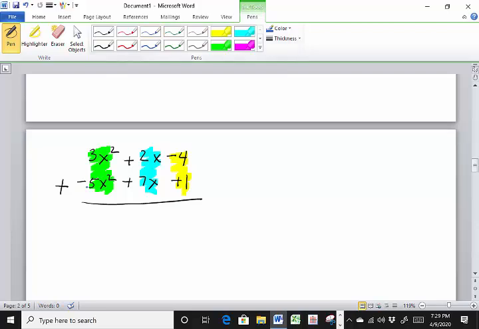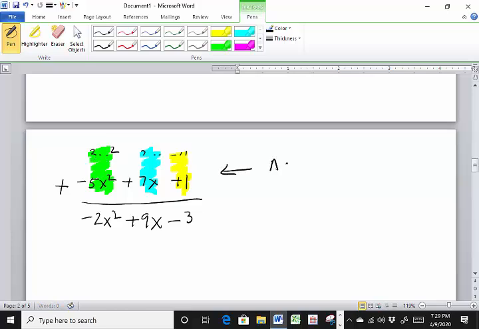So 3x squared added to minus 5x squared, that's going to be a negative 2x squared. Then we add 2x plus 7x, that's 9x. And then negative 4 plus 1 is negative 3. So you get the same result, it's just a different way to approach it. So this was adding vertically. And again, I don't prefer this method. Like I said, you should just start getting used to adding things horizontally. Okay? All right.